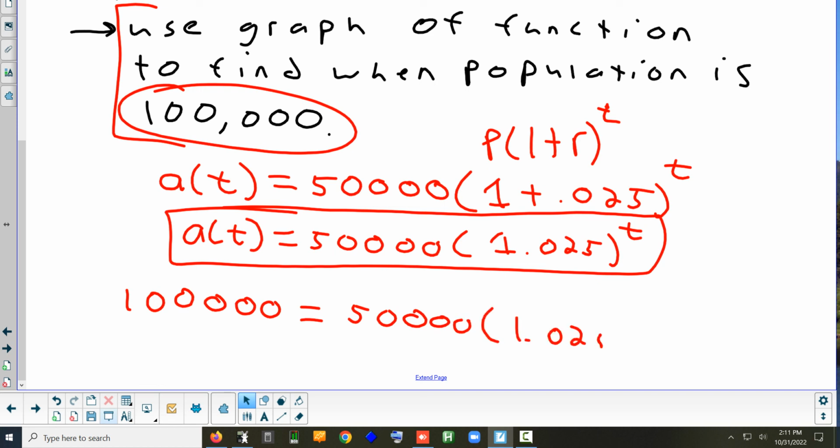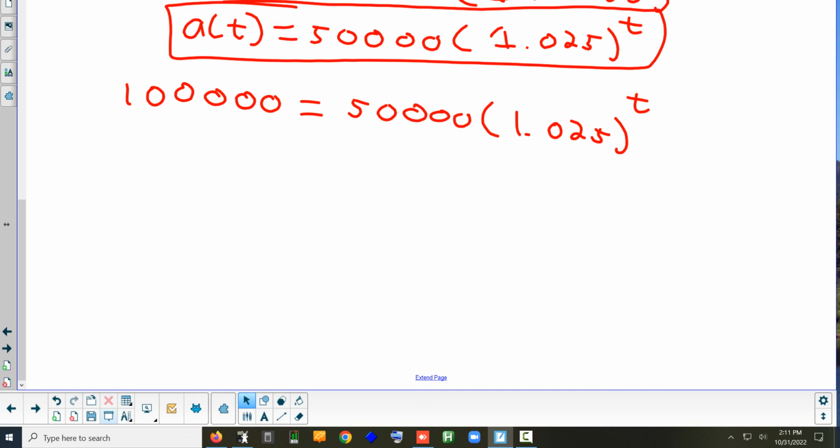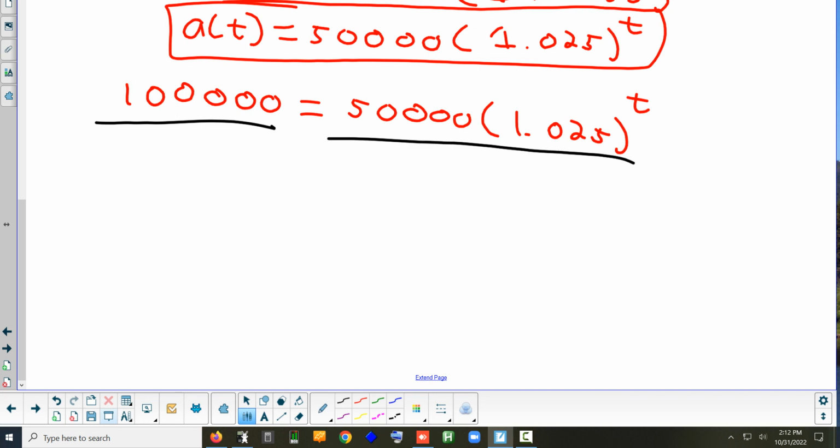50,000 times 1.025 to the T. And we are going to use the calculator, but we can simplify this a little bit. If you can divide both sides by something to make those numbers smaller, it's going to allow us to not have to set as big of a window. Does anyone see something both sides are divisible by? We can't add or subtract. Divide. We can divide both sides by 50,000.